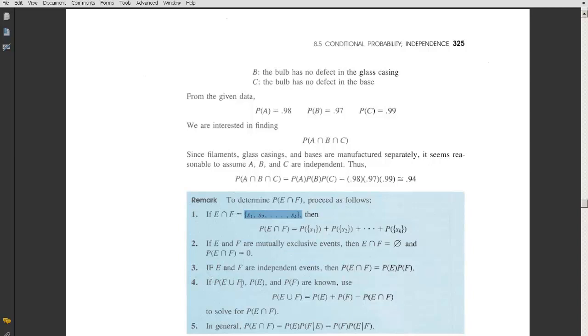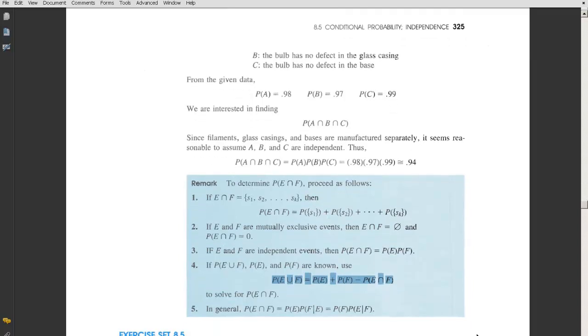If P of E and P of F are known, we can use this formula which we talked about for P of E union F. So this is just a review of the things that we've done. And in general, this will be true. That means you don't have to worry about independence here. This is just true always. And this. So that's a kind of review of what we've done.